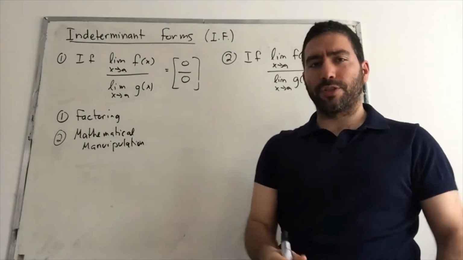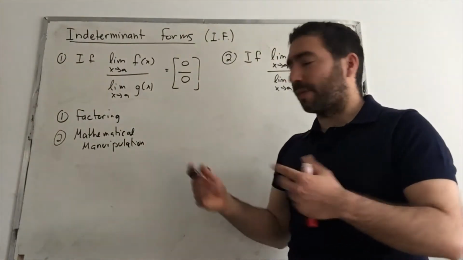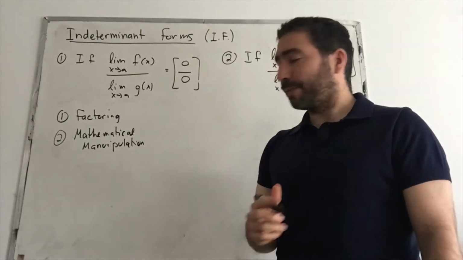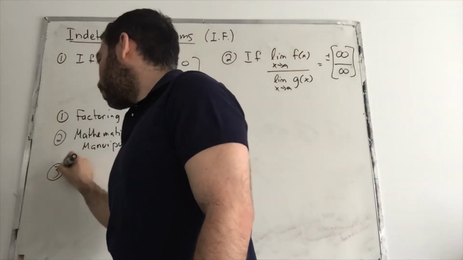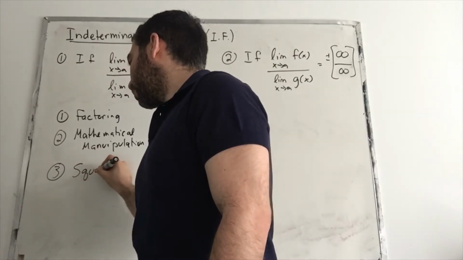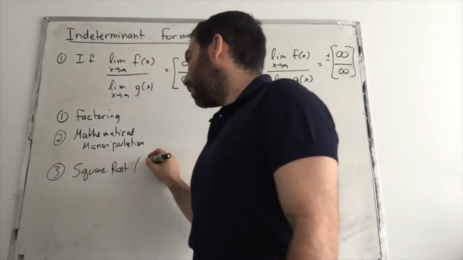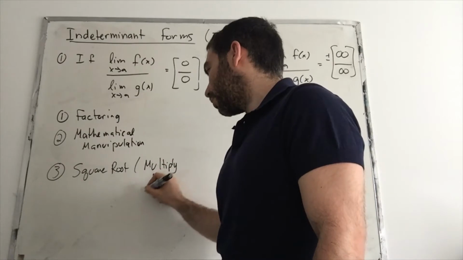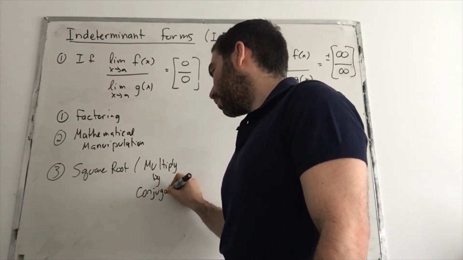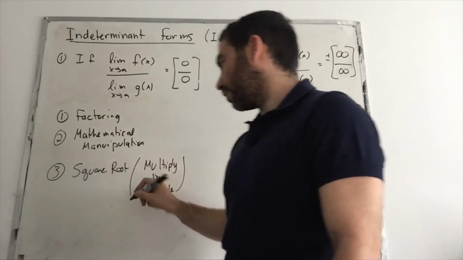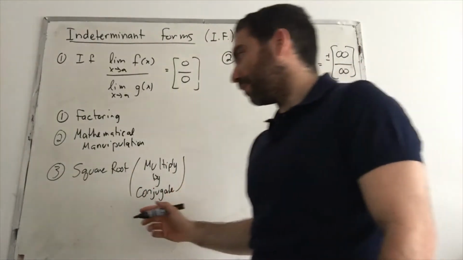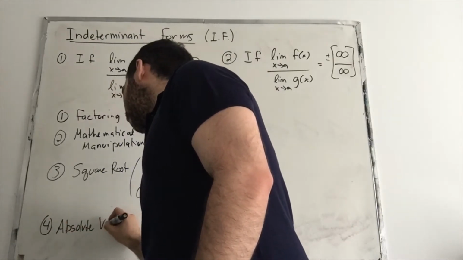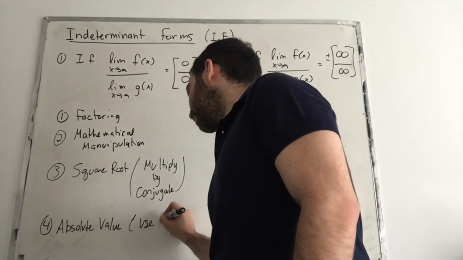If you're adding or subtracting fractions, you might have to find a common denominator. If you're dividing fractions, you might have to flip and multiply by the reciprocal, things like that. So you might have to do some sort of manipulation. 3, if you have a square root, you're thinking to multiply by the conjugate. And then 4, if you have an absolute value, you have to use the definition.